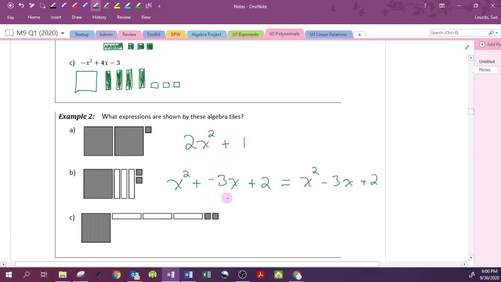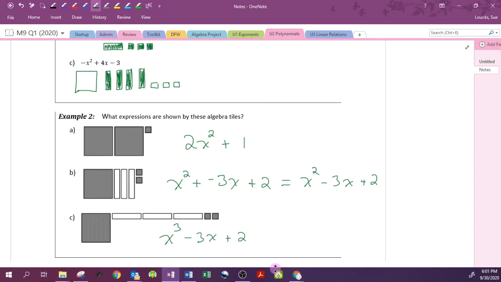But if writing it like this makes more sense to you because that's what you have sitting in front of you, that's okay. Baby steps, we'll get there eventually. If you want to write this down for now, that's just fine. And this one is actually the same thing. This is also a single x squared and 3 negative x tiles and 2 positive tiles. It's just laid out differently, but they're equivalent. I could just move things around and they'd be the same.